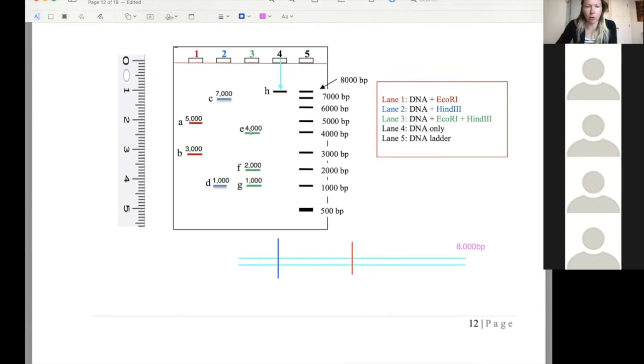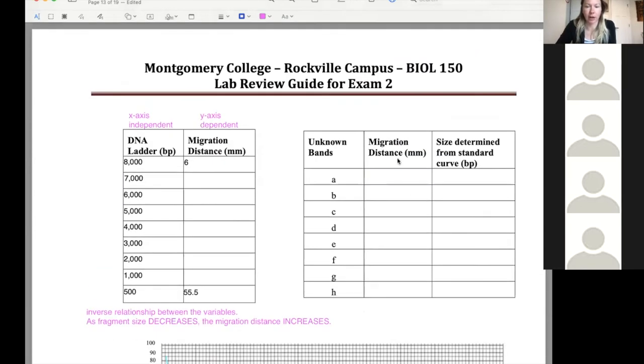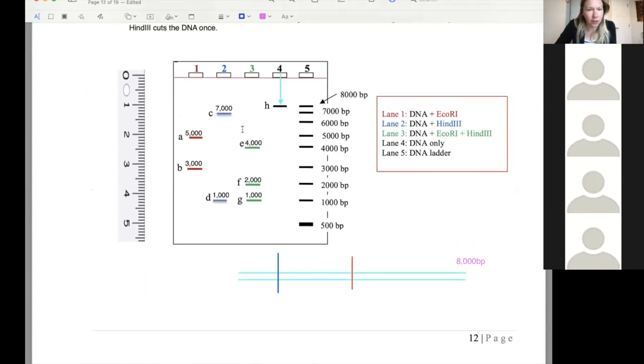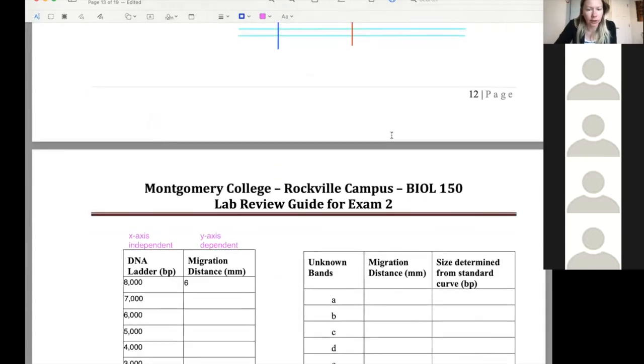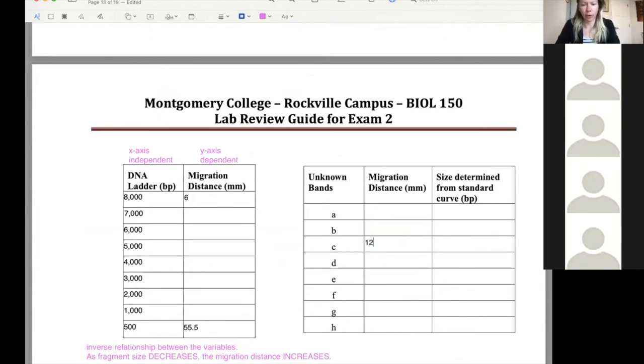Okay, and so if you measure the distance for each of these bands, how far it traveled in millimeters, and record those distances here. So what did we say? C was about 11 or 12 millimeters.